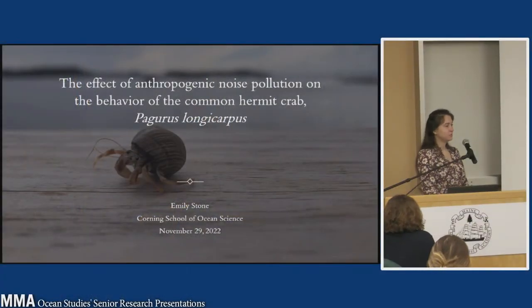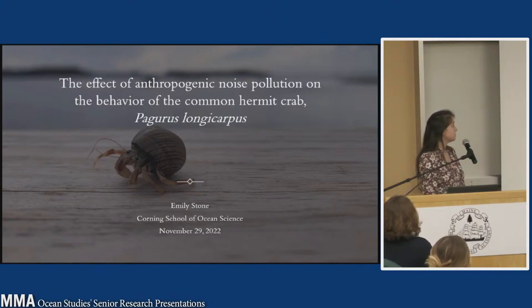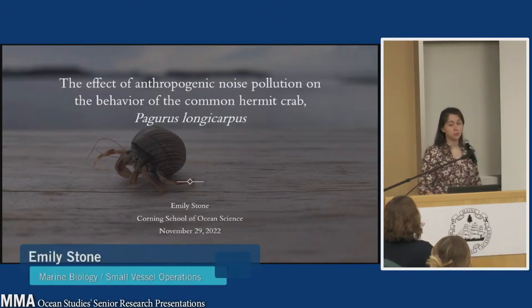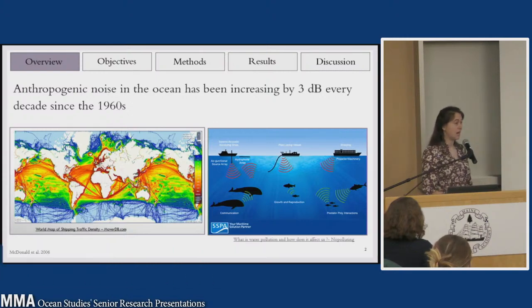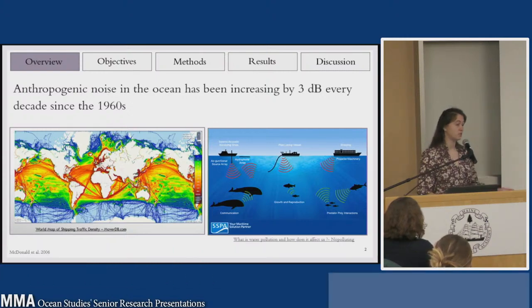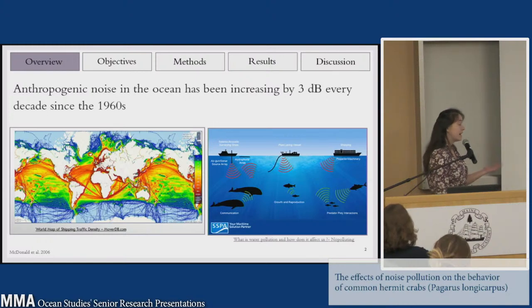So my senior research project was on the effect of anthropogenic noise pollution on the behavior of the common hermit crab, Pagurus longicarpus. When people think of pollution, typically the first thing that comes to mind are things like carbon emissions and oil spills. However, in 1972, anthropogenic noise, or human-caused noise, became an officially recognized pollutant by the World Health Organization. And according to McDonald et al., anthropogenic noise has been increasing in the ocean by an average of 3 decibels every decade since the 1960s.